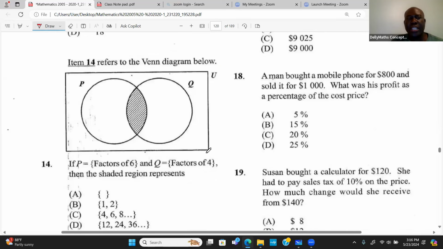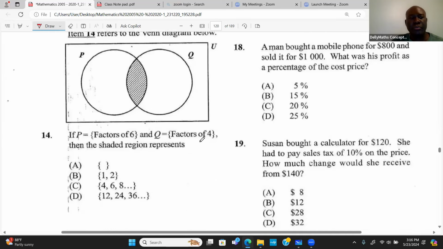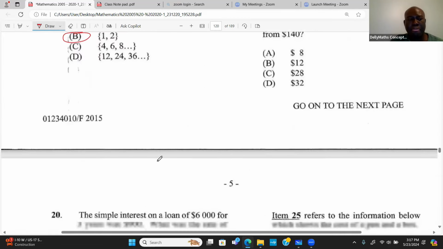Item 14, Venn diagram. It says factors of 6, factors of 4. I've seen this question a number of times. The shaded region would have been the numbers that are factors of both. So 1, 2, 3, 6, and 1, 2, 4. 2 and 1 would be the sharing factors. They're factors of 4 as well as factors of 6.